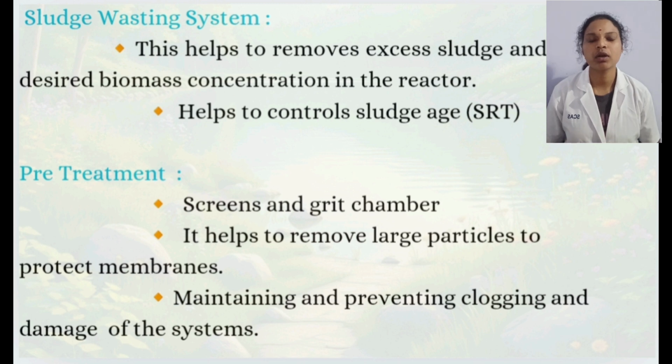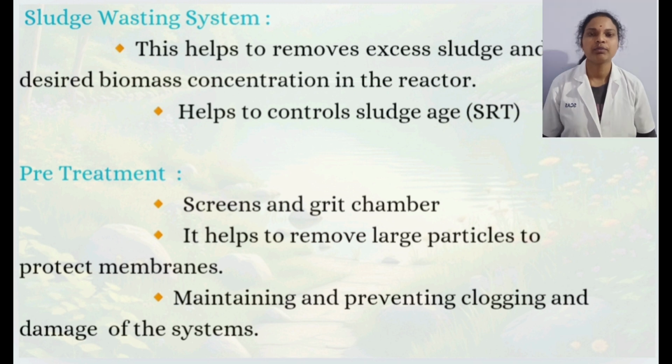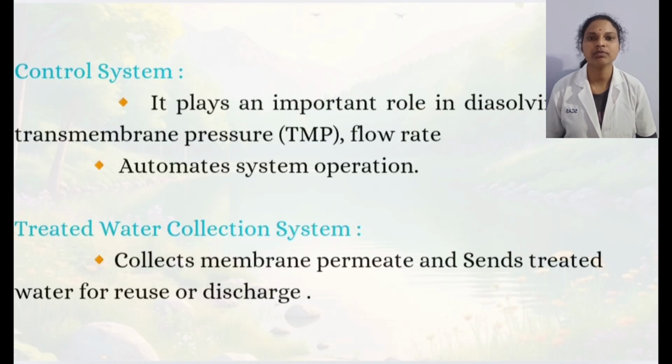The most important component of the membrane bioreactor is the sludge wasting system, because it helps to maintain the desired biomass by removing the excess sludge from the bioreactor. Pre-treatment consists of screen and grit chamber. The large particles are removed from this chamber to protect the system from damage. The next major component is the control system. It plays an important role in maintaining the dissolved oxygen, flow rate and pressure in the reactor. It also automates the operation system.